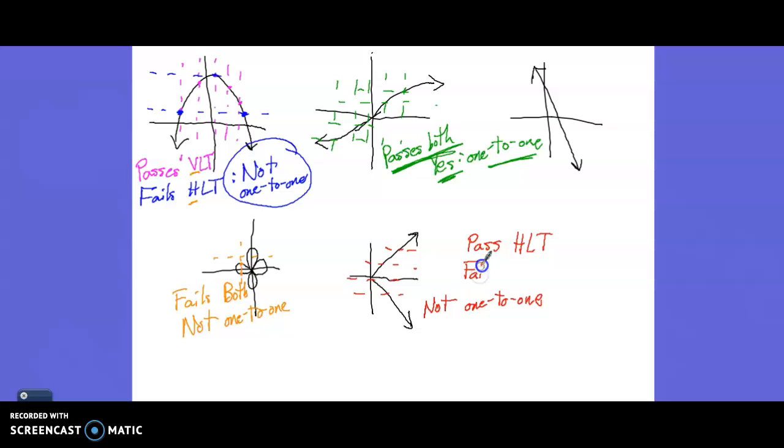But this one fails the vertical line test. Because if I draw a vertical line somewhere over here, we hit the graph more than once. So this one is not one-to-one.